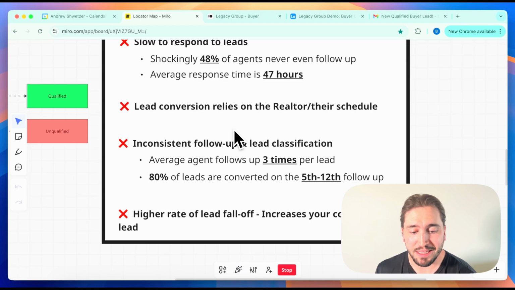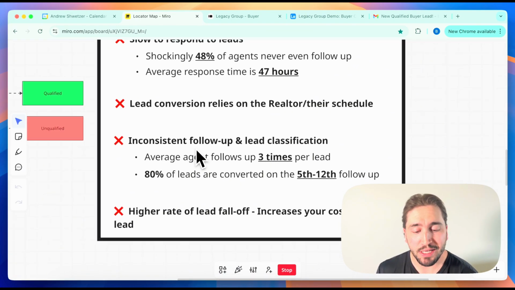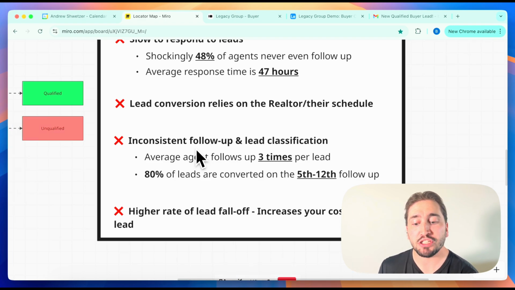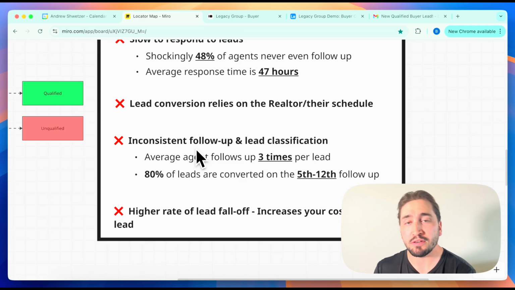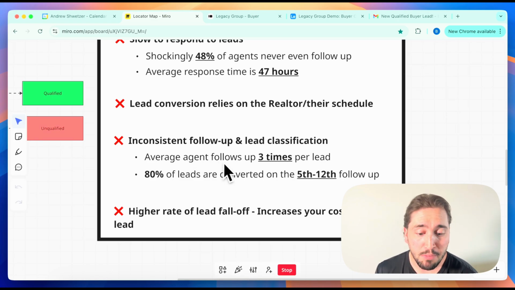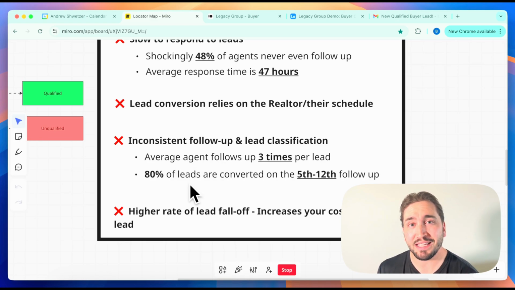Another issue with a system like this is there's just inconsistent follow-up and lead classification. So again, in our research, we found that the average agent only follows up with a lead 3 times. So they might message them once, they don't answer, a second time they don't answer, one last time, and after that, they're not going to message them again or email them again. But we also found that 80% of leads are converted on the 5th to 12th follow-up.